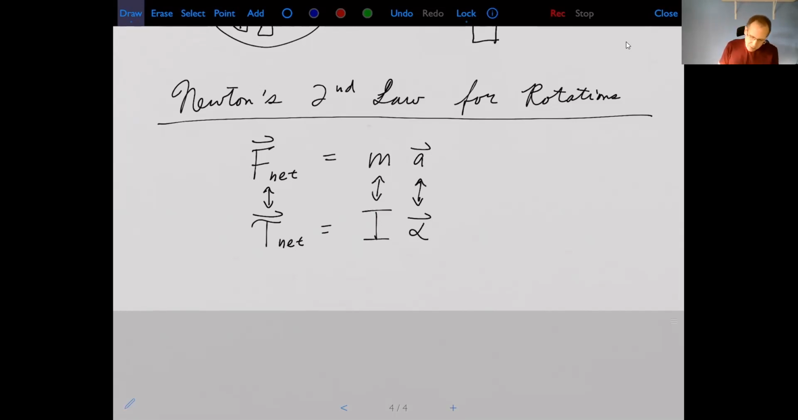So you can think of I as like a rotational mass. I acts like a rotational mass. Whereas mass resists changes in linear motion, right? If you have a larger mass, it's harder to accelerate the object. A larger I is going to resist changes in angular motion, right? So if you have a larger I, it's harder to angularly accelerate. It's harder to rotate an object if you have a larger I. So it resists changes in angular motion.